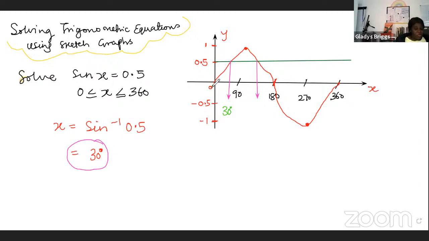Don't worry about what your graph looks like because you only sketched it, but now you're using your sketch graph to pick up how many solutions you have. You got two solutions. One of them is at 30. The other one must be at 180 minus 30, which is what?